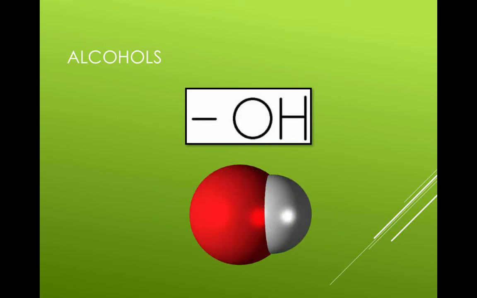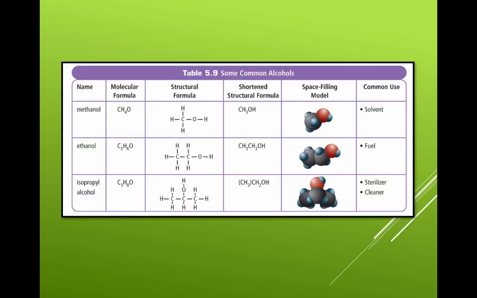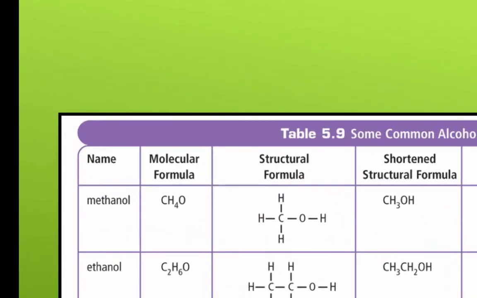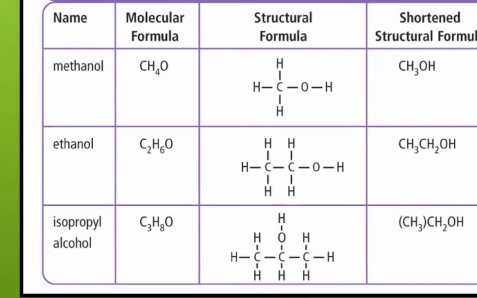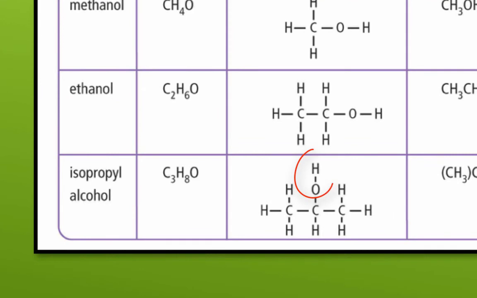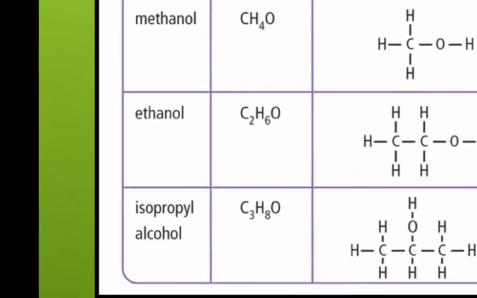Here are some common alcohols: methanol, ethanol, and isopropyl alcohol. Methanol is simply the hydrocarbon methane with a hydroxyl group replacing one of the hydrogens. Ethanol is ethane with an OH group, and isopropyl alcohol is propane with a hydroxyl group added to the middle carbon. If the OH was found on the end carbon, it would simply be known as propanol.